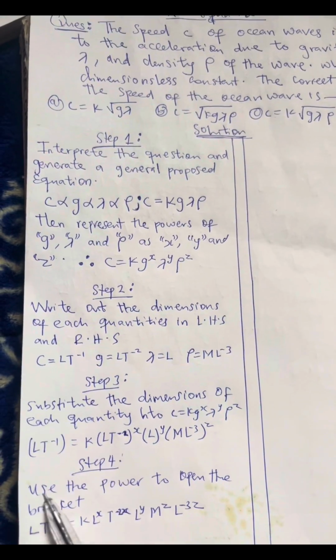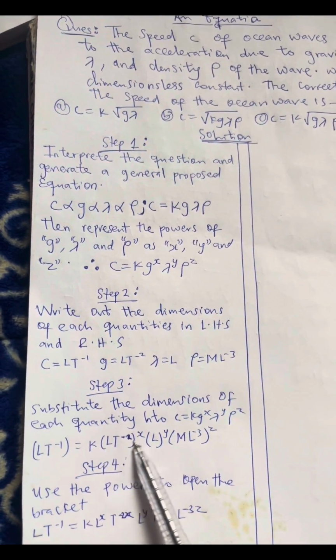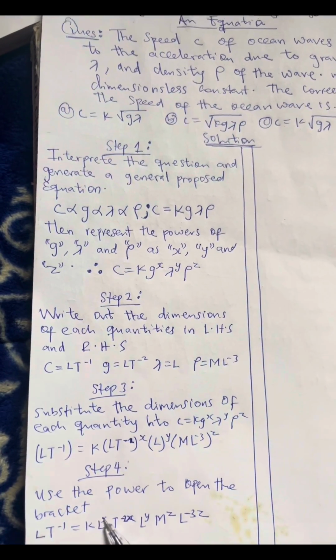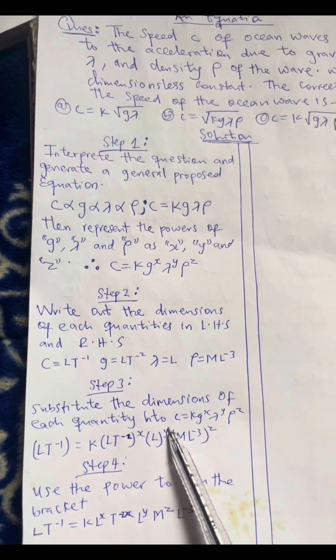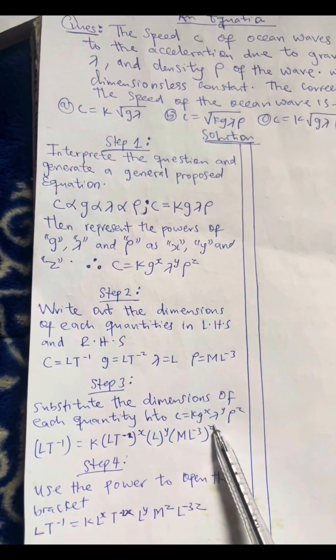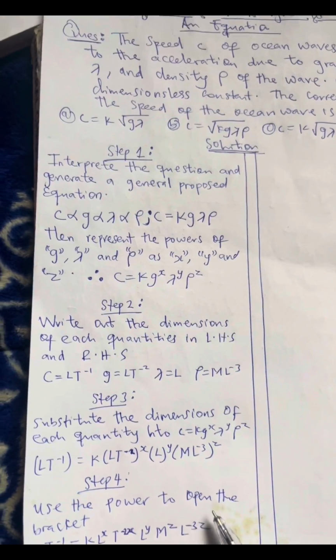So step 4, use the power to open the brackets. So we are going to use this power to open the brackets. Then x times L, that will be L raised to power x. x times minus 2, that is minus 2x. Then L raised to power y. Then M raised to power z times L raised to power minus 3z.